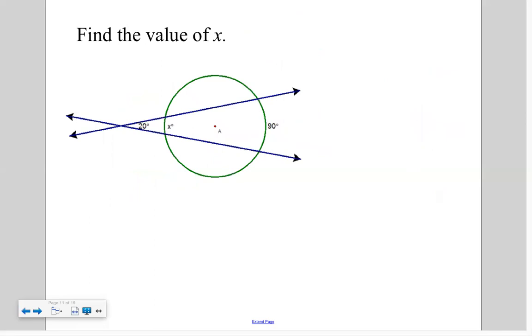Here's one similar to what we did before, where we've got a degree measure we're missing from an arc. My recommendation is set up the equation. We know that our angle measure is supposed to equal the difference between these. So the bigger minus the smaller, divided by 2.